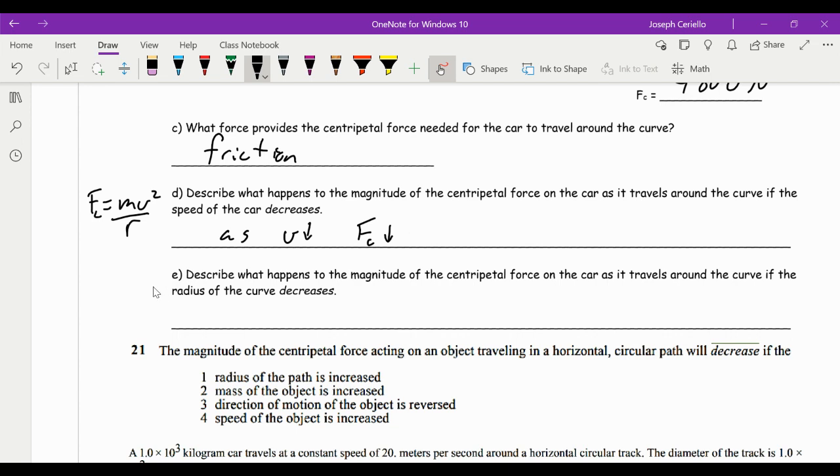Now, what happens if the radius of the curve decreases? Well, if we look at our equation here, notice that F_c and r have an inverse relationship because r is in the denominator on the other side. So as the radius goes down, it's going to have the opposite effect on the centripetal force. The centripetal force goes up. That's why it's hard to turn a car in a very tight circle.